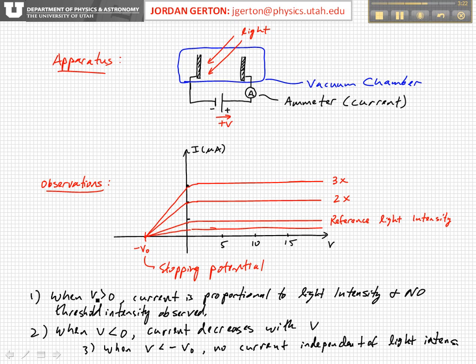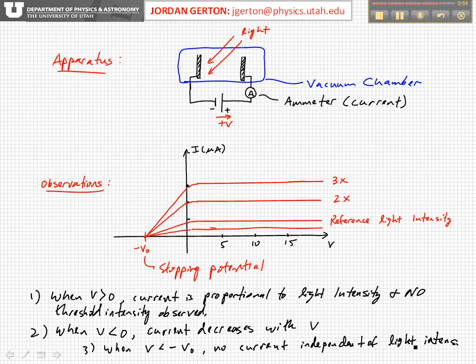When the voltage applied is positive, that is when you put a positive charge on this plate, then the current is proportional to the light intensity, and there's no threshold intensity below which we get no photocurrent. When the voltage is less than zero, that is when you reverse the polarity, that means you put a negative charge on this plate relative to this plate, then the current decreases in proportion to the voltage. And finally, when the voltage is below some threshold minus V naught, there's no current, independent of the intensity.